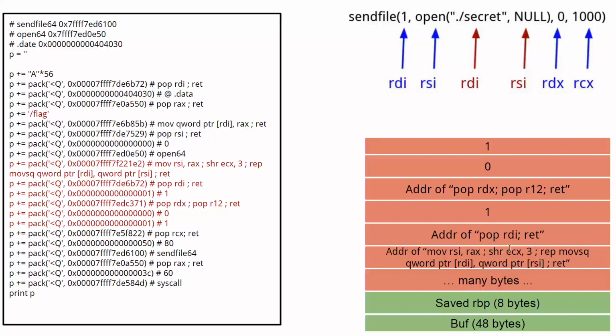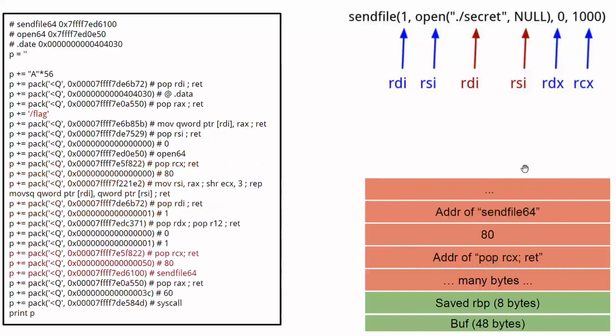Then after that, we have the pop RDI gadget, then we have 1 here. So we change RDI to 1. Then we only need to set RDX and RCX. RDX is 0. We did not find a pop RDX return gadget. That's why we have a pop RDX, pop R12 gadget here.